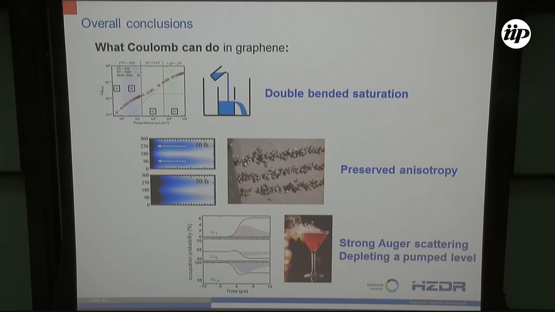So we looked at 3 very different phenomena, but all strongly related to Coulomb scattering in graphene. One was double saturation, the anisotropy and its decay, and the scattering in the lambda quantized case.